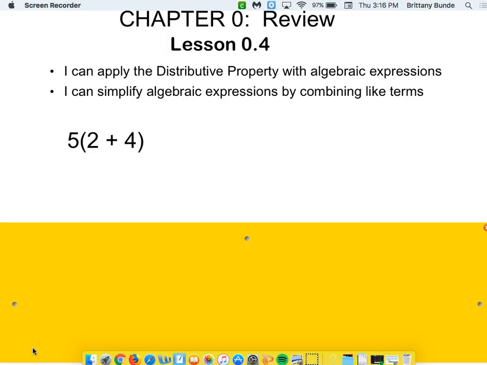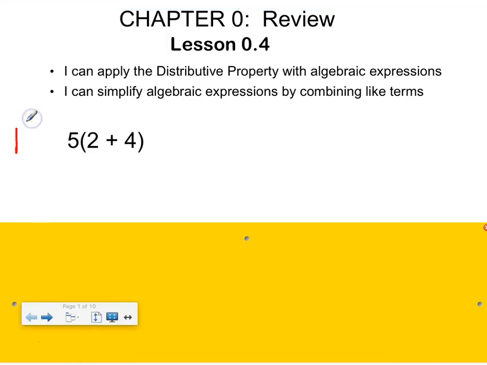We're going to cover two different topics today. The first one is the distributive property. But before we get into that, let's just look at this problem. Up until today, you would have solved this by using PEMDAS, right? What comes first is P for parentheses, so we would simplify this. So we get 5 times 6, right? Which would be 30.